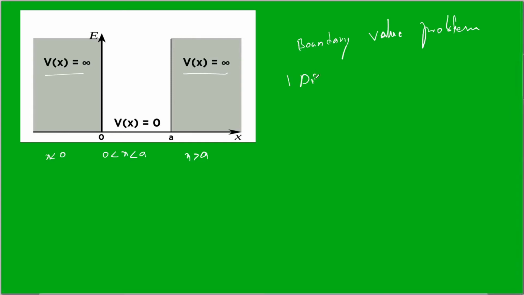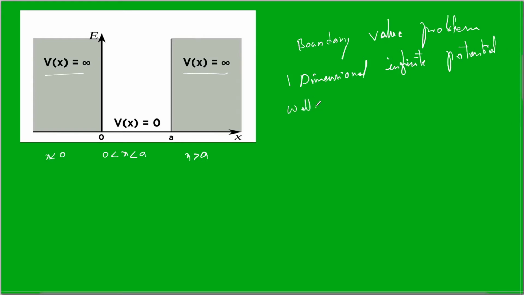one-dimensional infinite potential well. In this potential well, we'll have a particle with mass m. This particle will possess certain kinetic energy. Since it is having kinetic energy, it will be oscillating between these two limits.